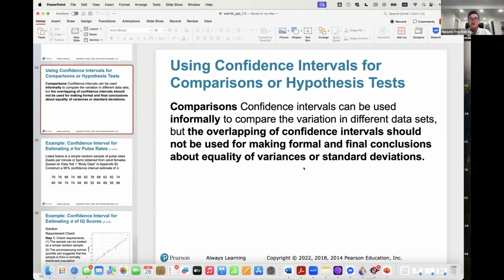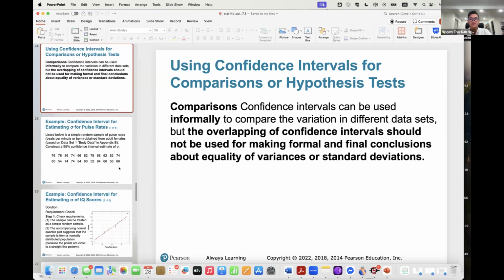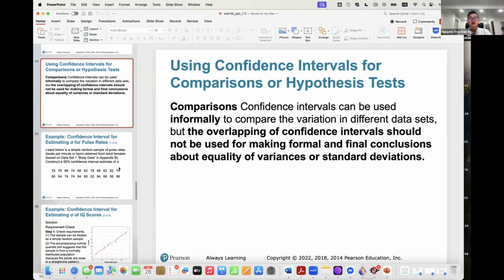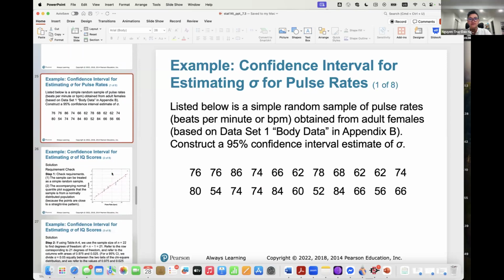The comparisons here. Confidence intervals can be used informally to compare the variation in different data sets. But the overlapping of confidence intervals should not be used for making formal and final conclusions about equality of variances or standard deviations. Any questions or comments here? Okay, if no, we move to the example, right?